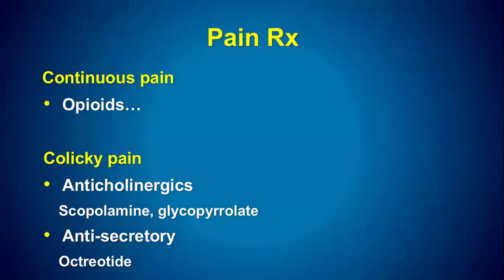NG tube, I think it is a must, because it helps remove the excess secretions and gut content. Okay. So for continuous pain, as I said, if it's a complete bowel obstruction, you would prefer giving opioids, because you want to slow down the gut. You don't want that colicky pain. So anti-colicky agents that we have are either anticholinergic, that is either your hyoscine or glycopyrrolate, or anti-secretory, which is octreotide. Next slide, please.